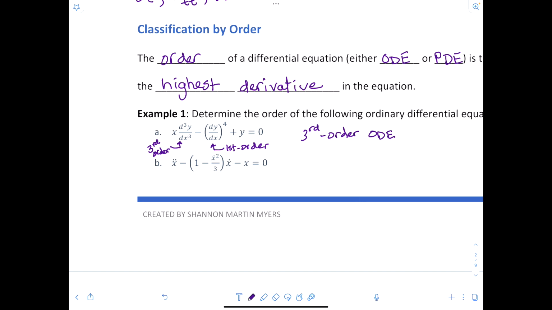Cool? Similarly here, this one is second order, and then you've got a first order right here, another first order right there. So I would call this one a second order ODE. Those are kind of tricky.